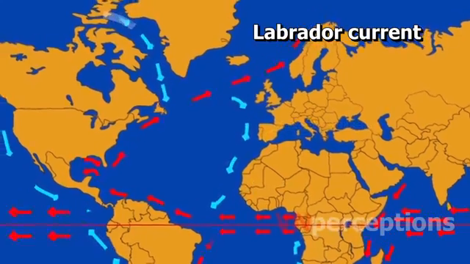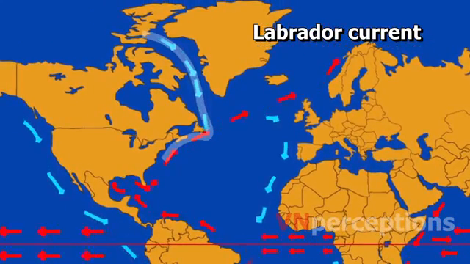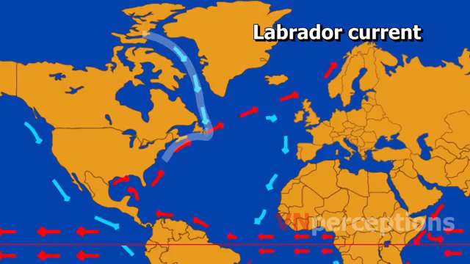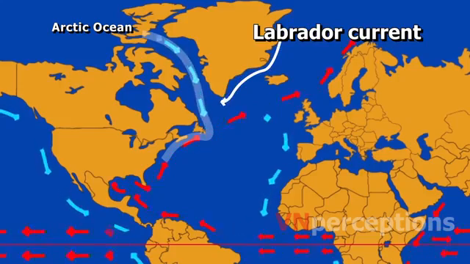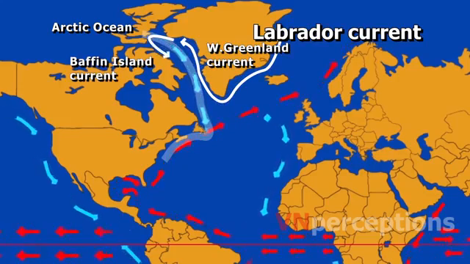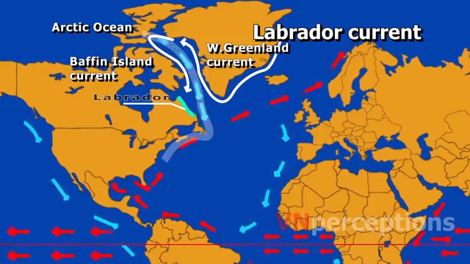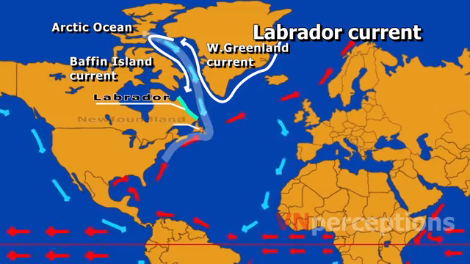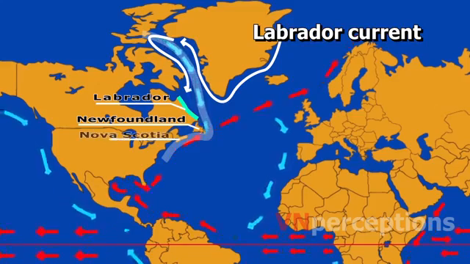Next one is the Labrador current. The Labrador current is a cold current in the North Atlantic Ocean which flows from the Arctic Ocean towards the south. It is a continuation of the West Greenland current and the Baffin Island current. It flows along the coast of Labrador and passes around Newfoundland, continuing south along the east coast of Nova Scotia.